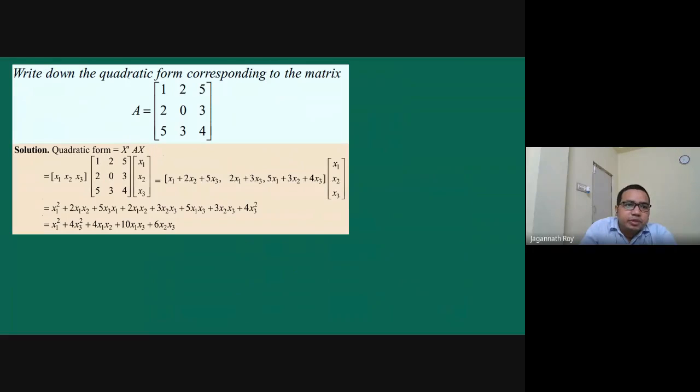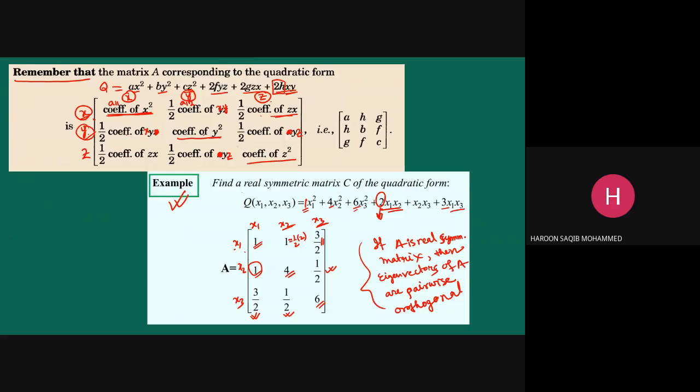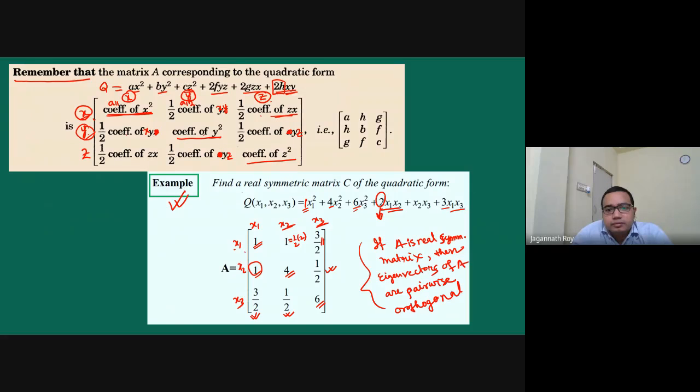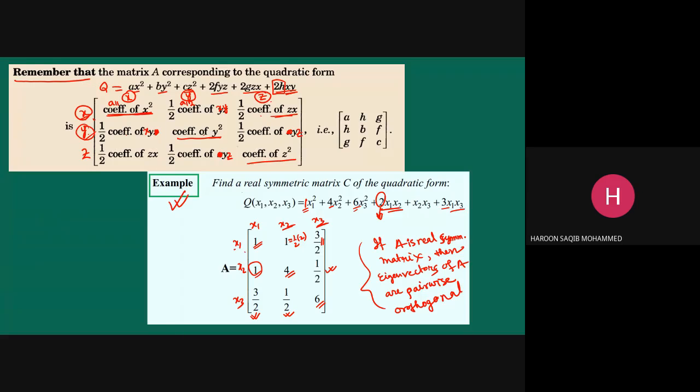So the question may be in the reverse way also. Okay, write down the quadratic form for the corresponding matrix A. So let us check whether it is symmetric or not. Okay, 1, 2, 5. So 1, 2, 5. 0, 3, 0, 3. Go to the previous slide. Yes, tell. Okay, sir. Thank you.